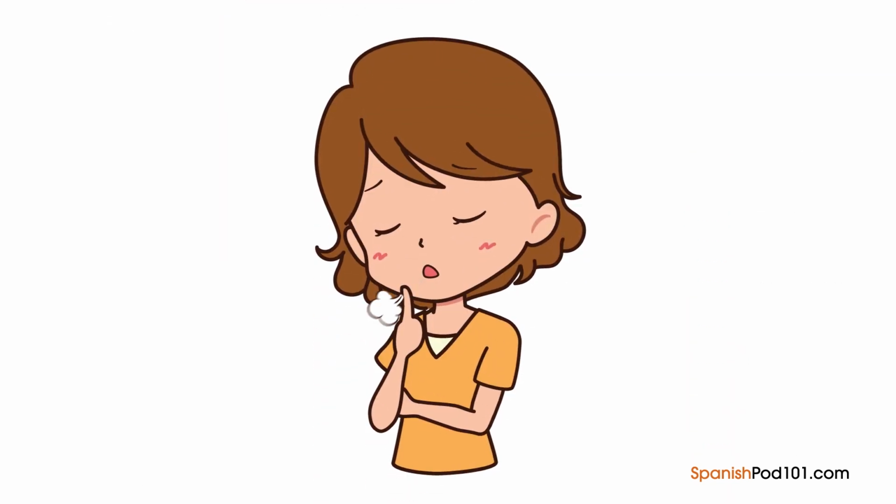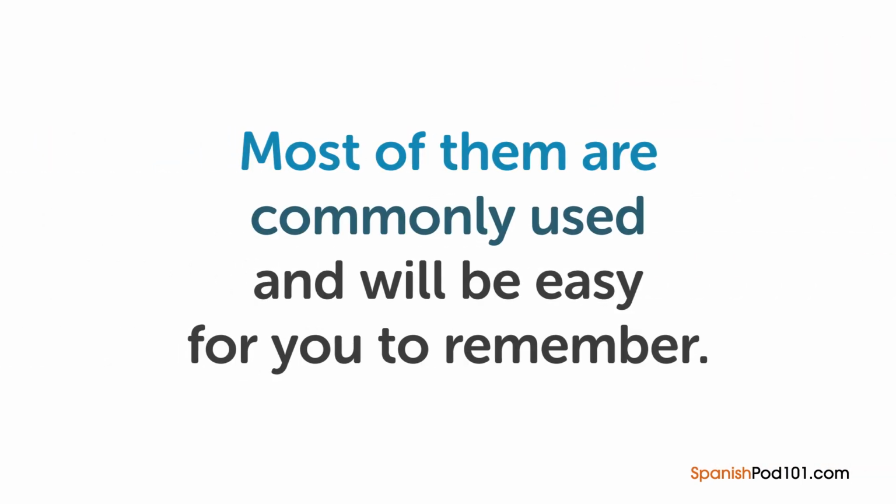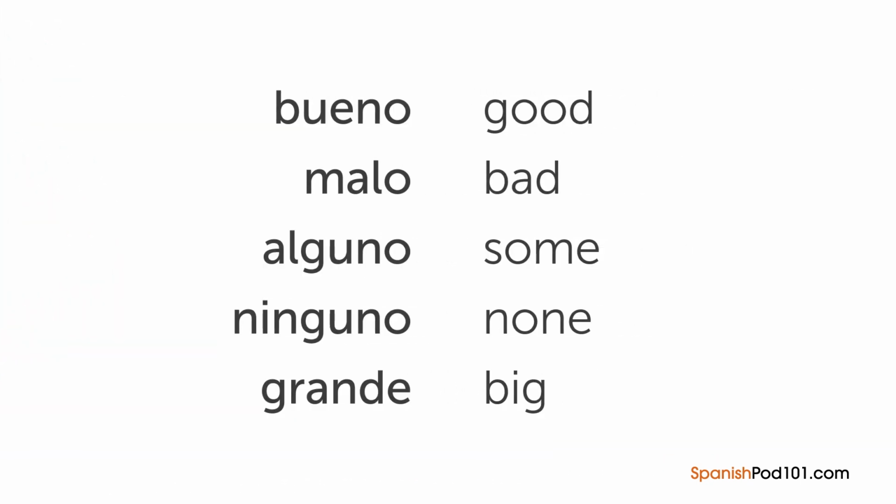Sound confusing? Don't worry, there are only a few types of these adjectives in Spanish. Most of them are commonly used and will be easy for you to remember. Here they are. Bueno, meaning good, becomes buen. Malo, meaning bad, becomes mal. Alguno, meaning some, becomes algún. Ninguno, meaning none, becomes ningún. And grande, meaning big, becomes gran.